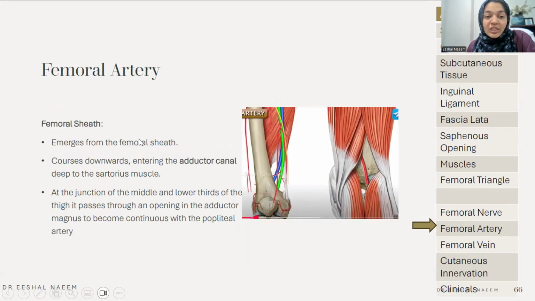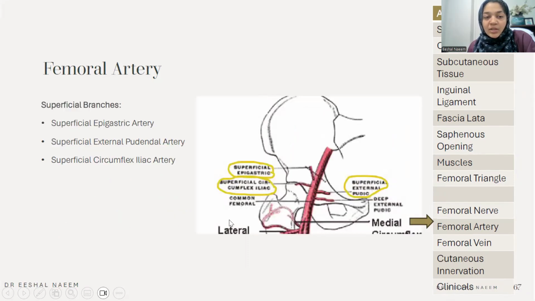The femoral artery emerges from the femoral sheath, courses downwards, entering the adductor canal deep to the sartorius muscle, and then becomes the popliteal artery behind the knee. The femoral artery has three branches. Remember these branches: the superficial epigastric artery, the superficial external pudendal artery here, and the superficial circumflex iliac artery.